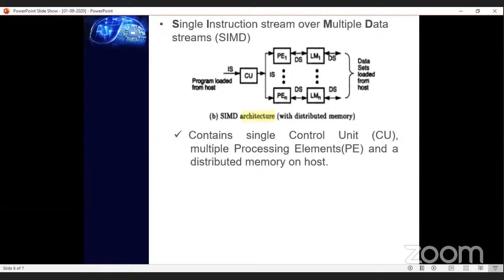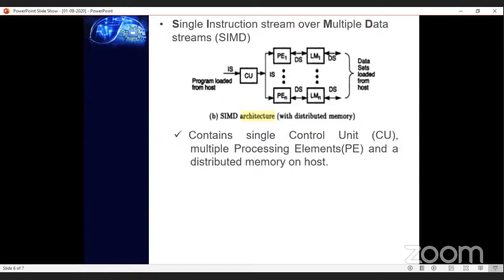So under SIMD, there is a host computer. All the remaining computers are sharing. The host has a distributed memory, and all the remaining computers, the processing elements, have to share that distributed memory. Even the arrangement is like that.